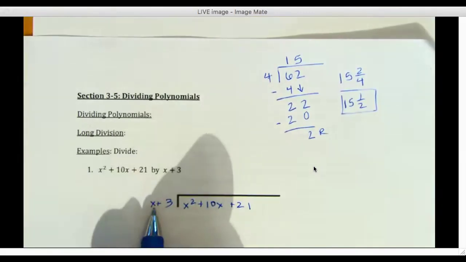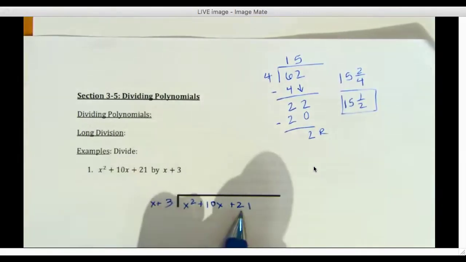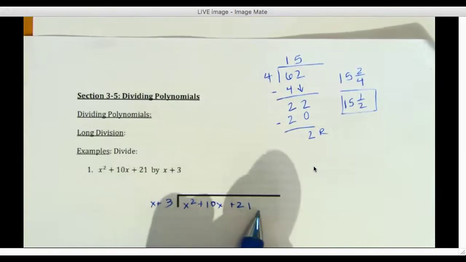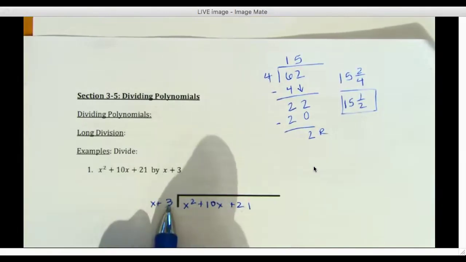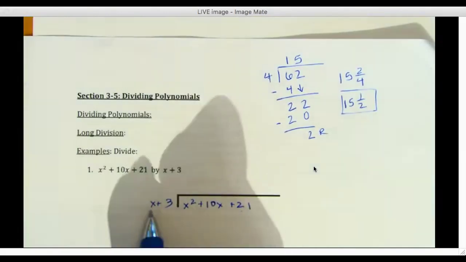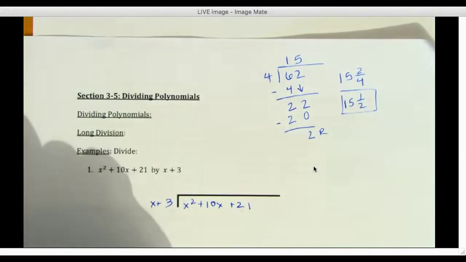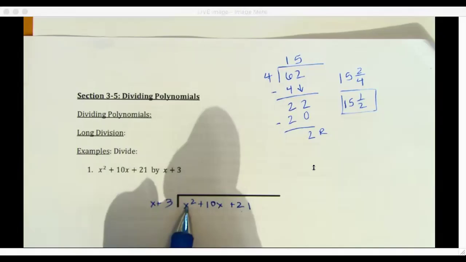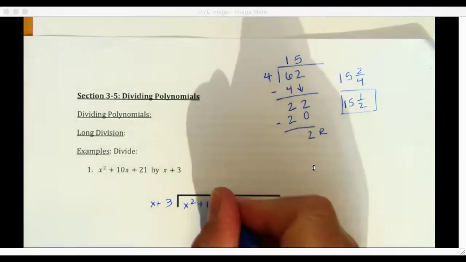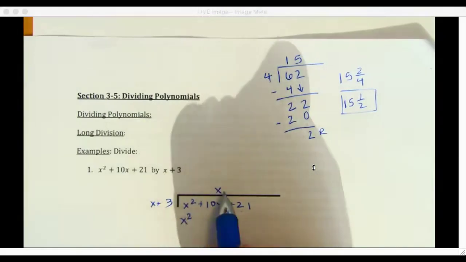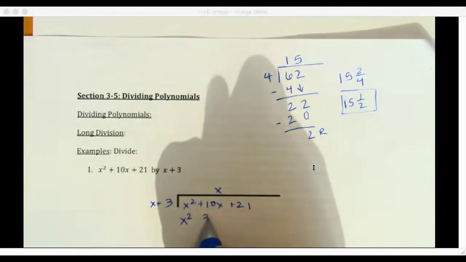And we want both of these things to be in descending order. So largest exponent, next largest exponent, all the way down to the constant. And the same thing out front. We want it in descending order. So if I am setting this up like this, again, I want to ask the question, x times what gives me x squared, and that would be x. So x times x gives me x squared, and then x times 3 gives me 3x.